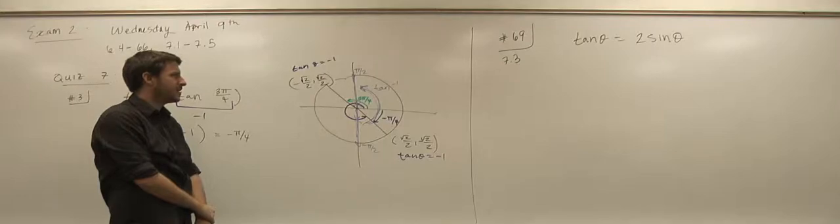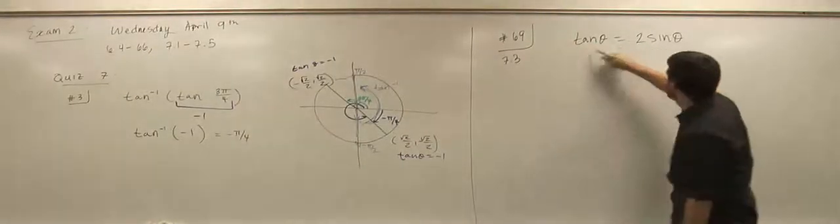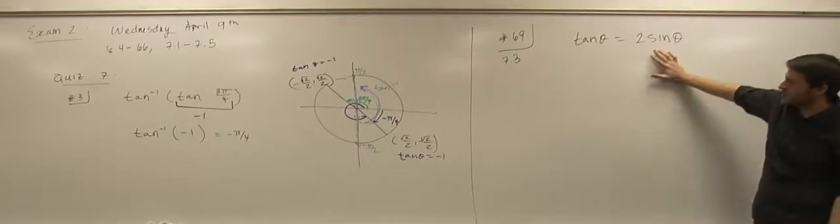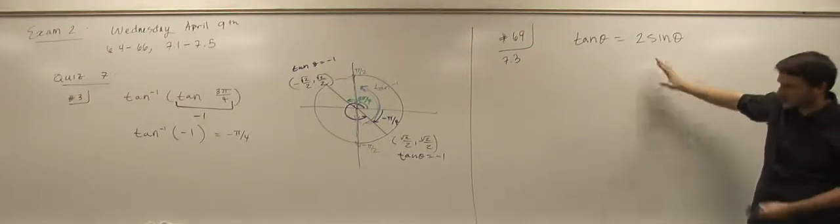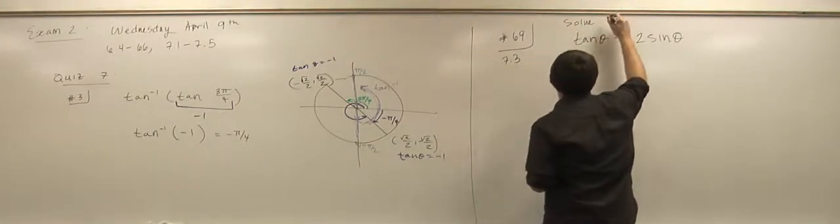Maybe this one's different. But, okay, so we have two different trig functions here. Tangent of theta and 2 sine theta. By the way, did the instructions say solve on 0 to 2 pi or find all solutions? 0 to 2 pi. Okay. So we want to find our solutions between 0 and 2 pi.